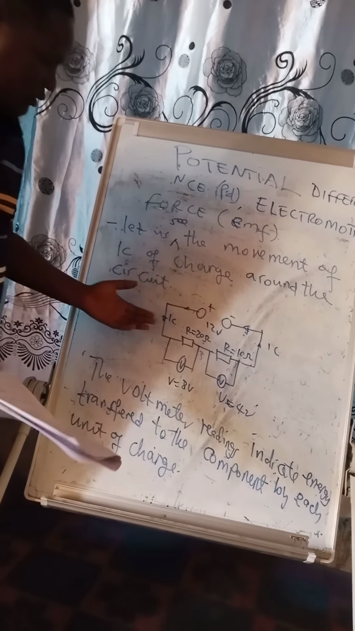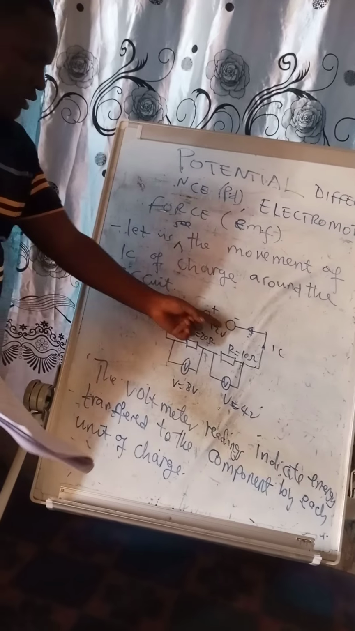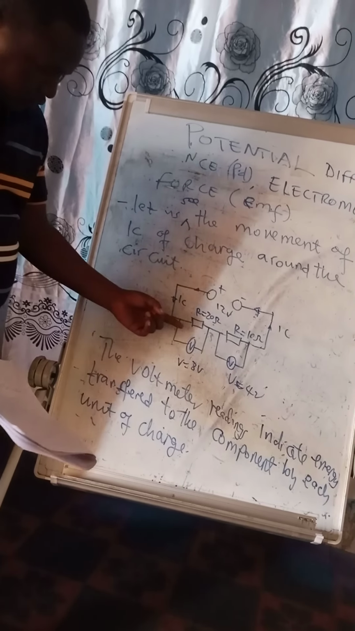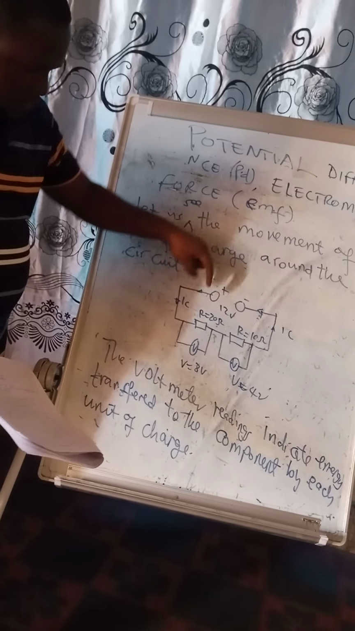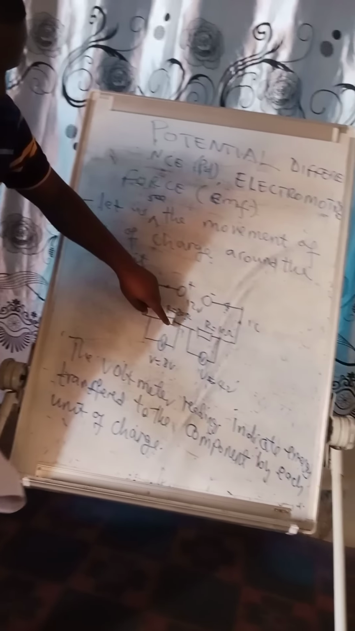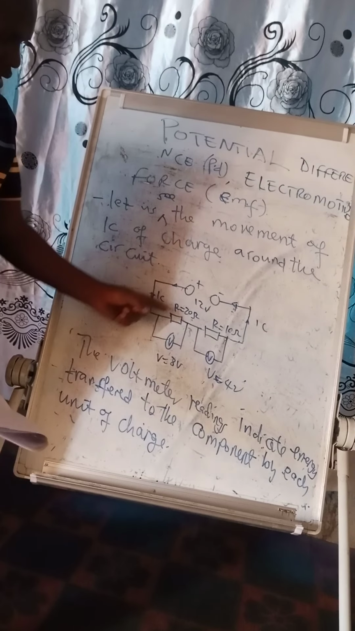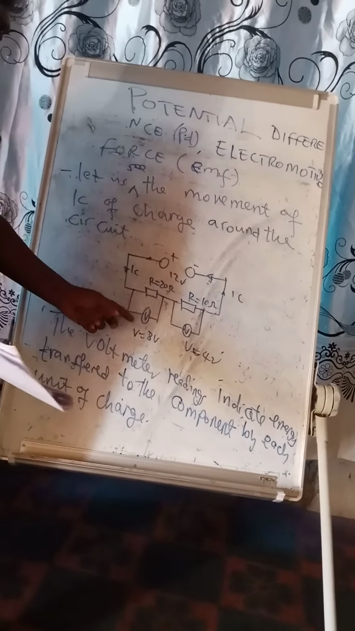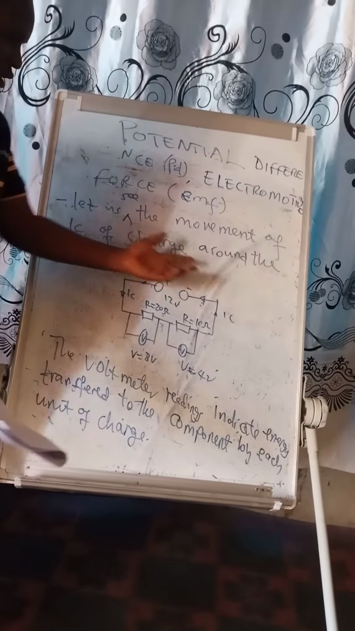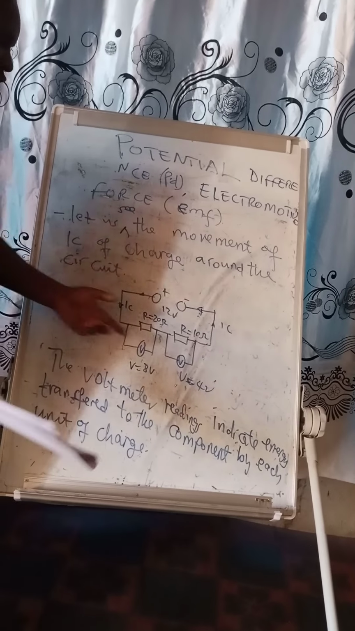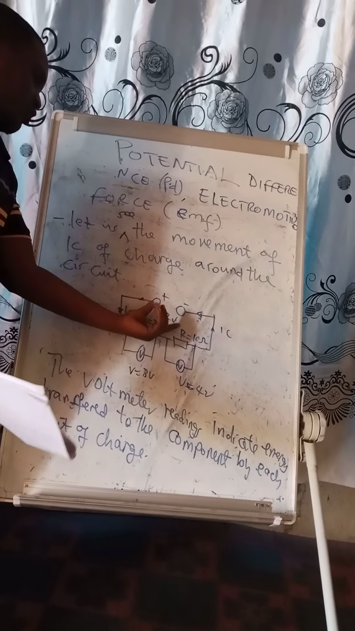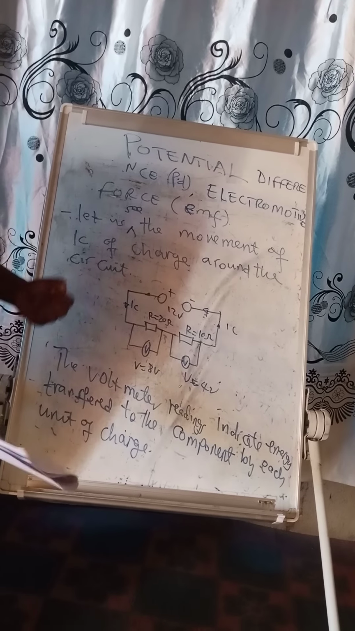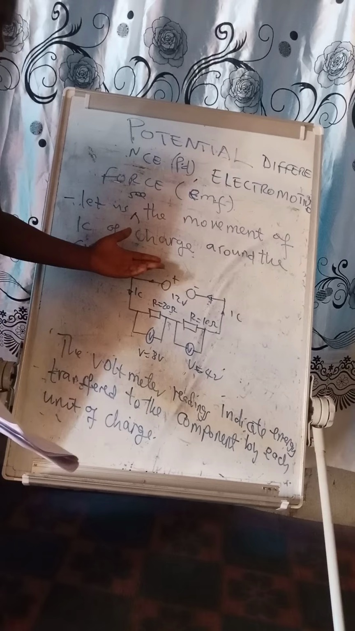So this is our circuit. Here is a source, a battery, a source of power, and the charge is moving here to meet with the resistors. Here in the resistor there is a voltmeter which will read 8 volts, and here is 4 volts. So we say that the total energy which is given by the source here is e.m.f, electromotive force.